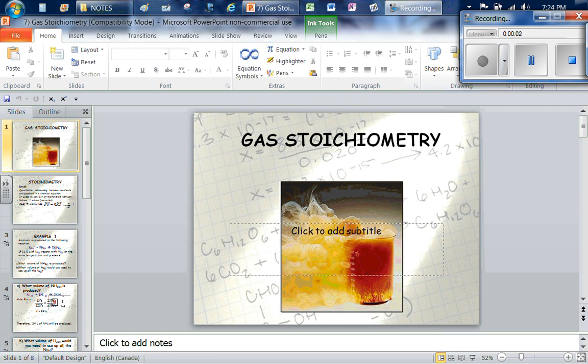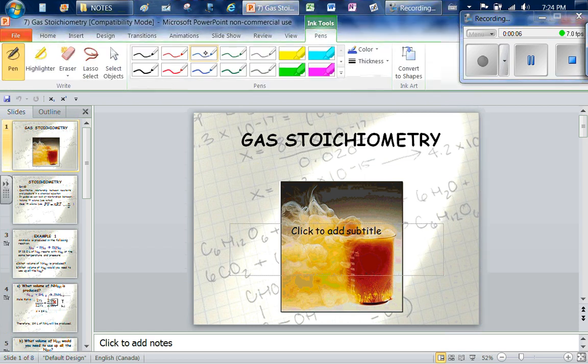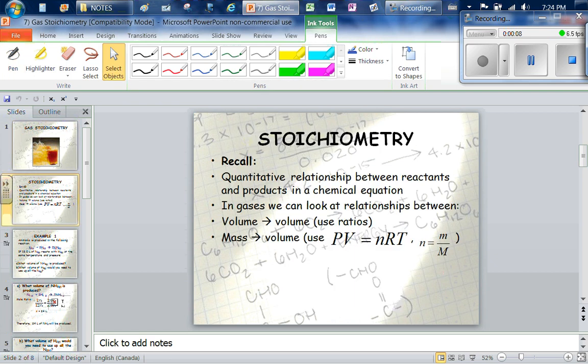Okay, so last but not least, we have gas stoichiometry. Stoichiometry: we're looking at the relationship between the reactants and the products. In gases, we're looking at the relationships between volume and volume, so of course we're going to be using ratios there, and then mass and volume. When we look at mass and volume, we're going to use PV equals nRT, and then of course number of moles equals mass over molar mass.